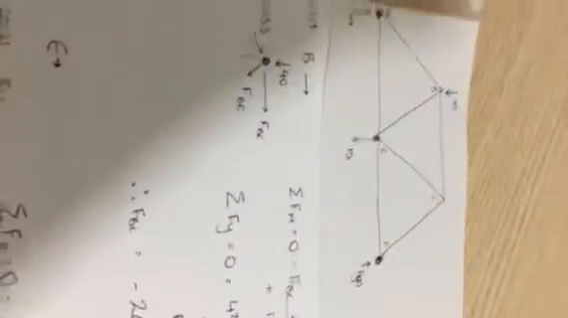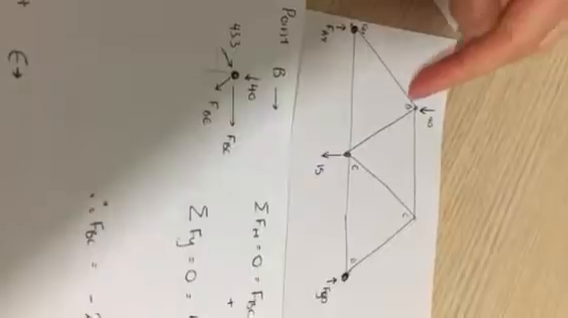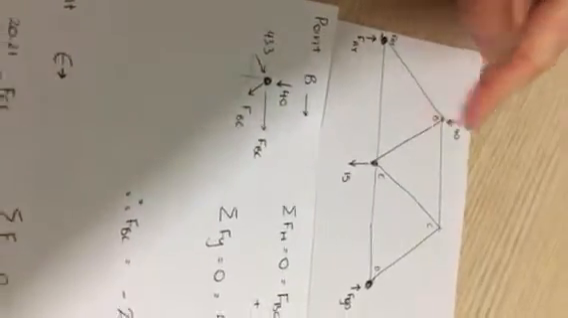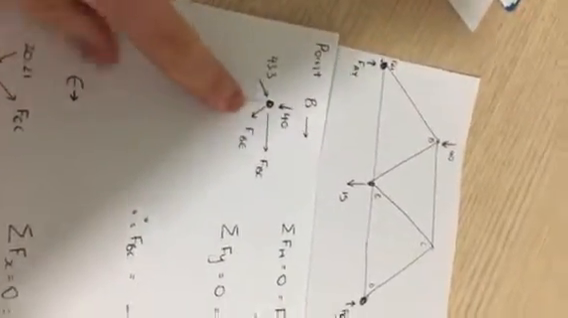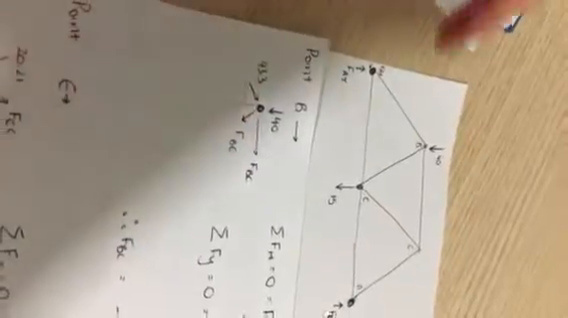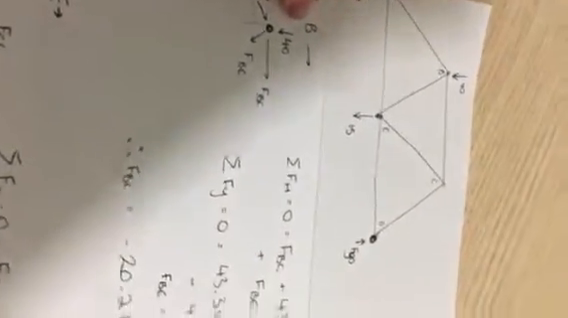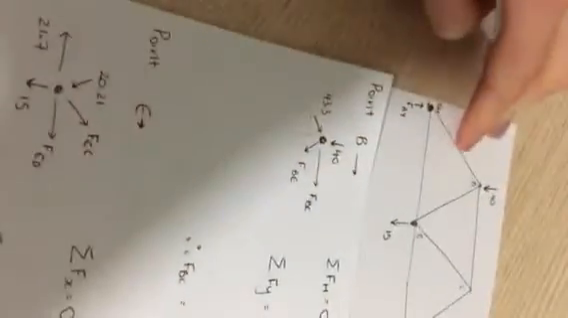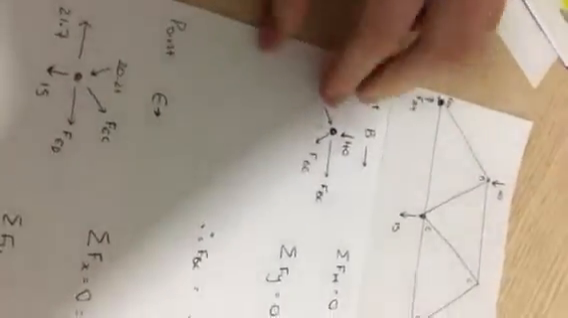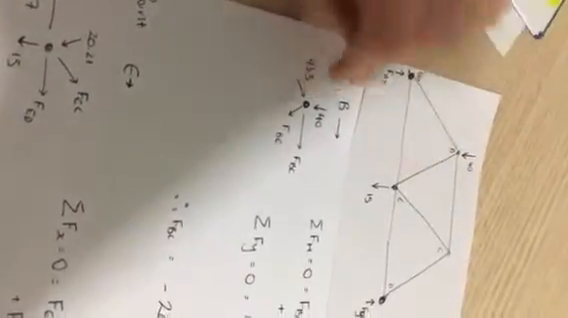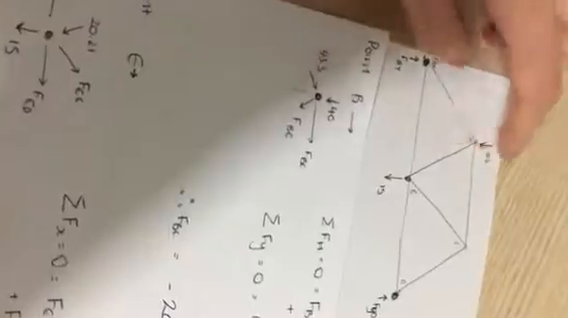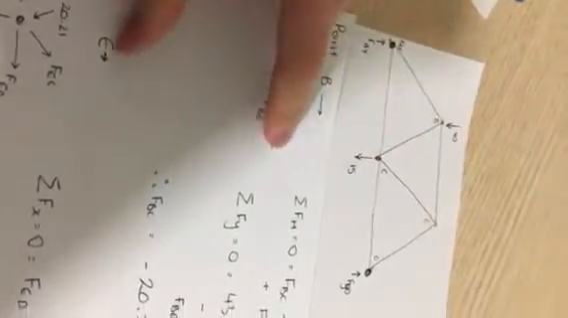So, where are we? This is point B, and I've just drawn it out here by itself. So we have the 40 kilonewton force that was coming down. We have this member here, which is coming up here. This one is FBE, and this one across here is FBC.